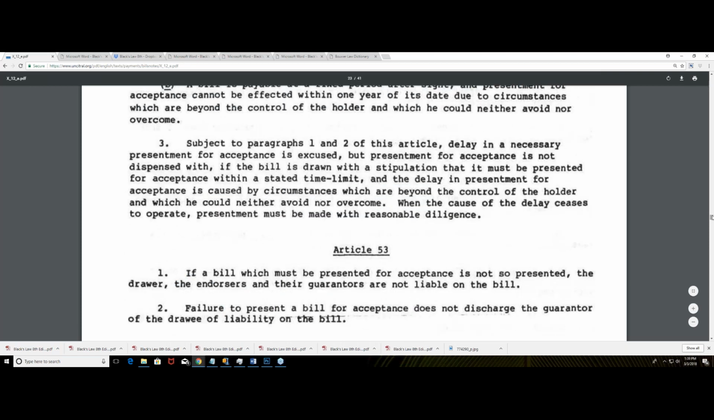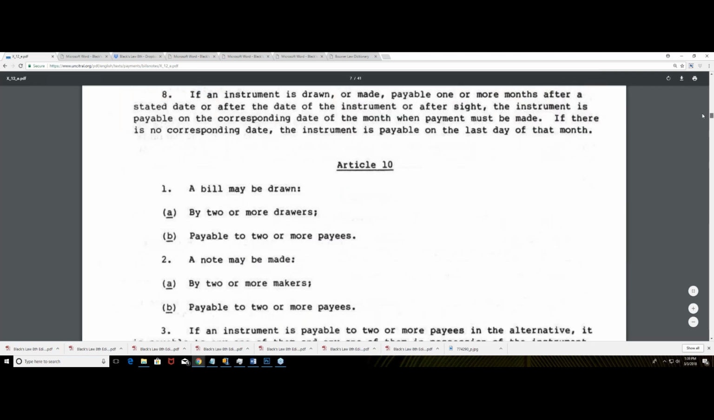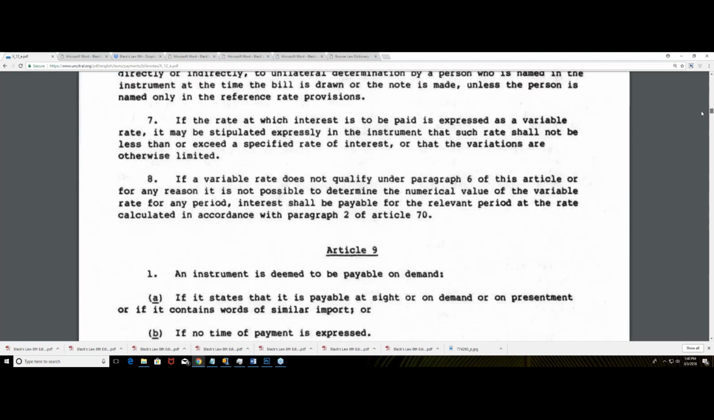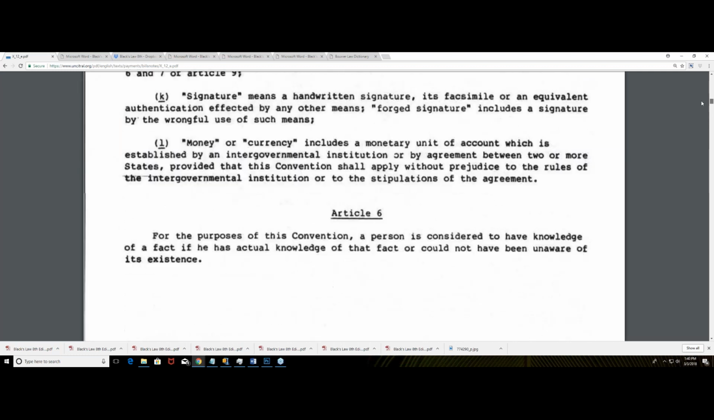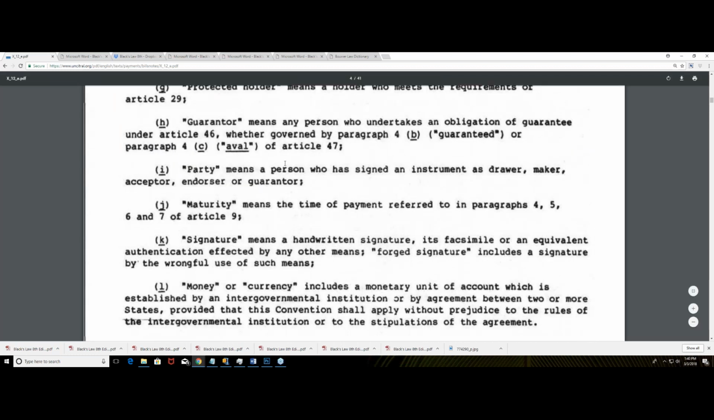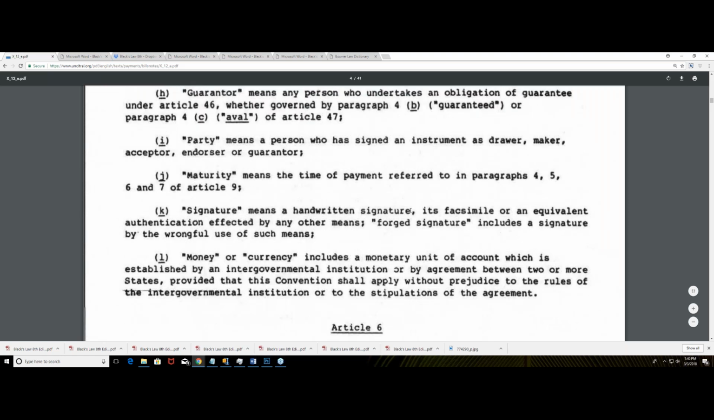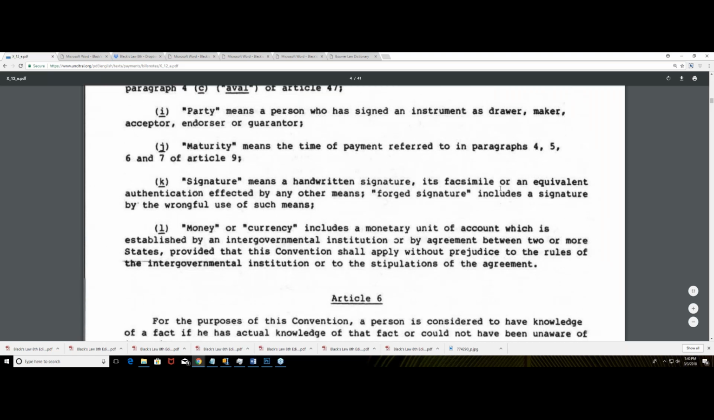Let's get back up to Article 6. I think we're just reading Article 5, which has the definitions in it. Okay, and we have party, means a person who has signed an instrument as drawer, maker, acceptor, endorser, or guarantor. Maturity means the time of payment referred to in paragraph 4, 5, 6, 7 of Article 9. And signature means a handwritten signature, its facsimile, or an equivalent authentication.